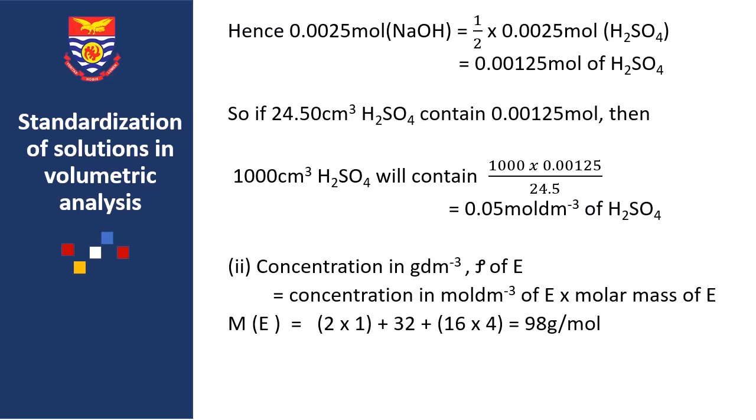The next task is to find the mass concentration. But once we know the amount concentration, we know that rho, which is mass concentration, is given by amount concentration times molar mass. We know the molar mass of sulfuric acid from the atomic masses. We can calculate, and it is 98 grams per mole. We do our substitution into the formula for rho, and then we have 4.9 grams per cubic decimeter. What it means is that 4.9 grams of the acid was dissolved in 1000 cubic centimeters.